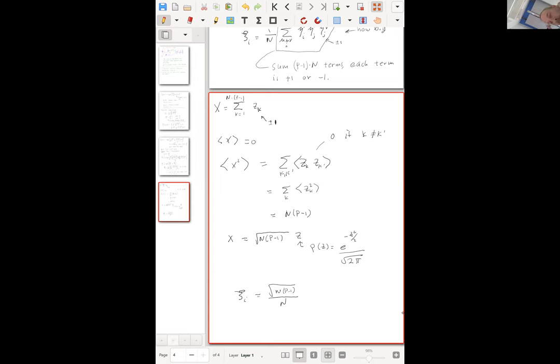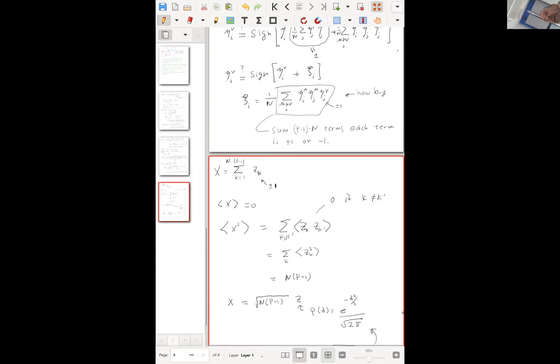Okay. Oh yeah, squiggle I equals that times ZI, which equals the square root of P minus one over N times ZI, where ZI is just a Gaussian random variable, zero mean, unit variance. Okay, so let's go back to this picture here, this equation here.